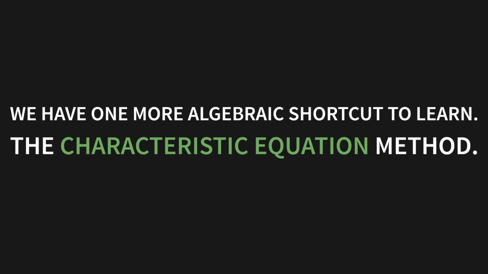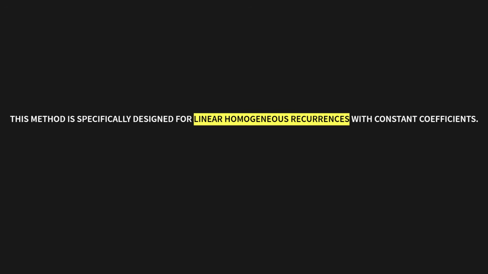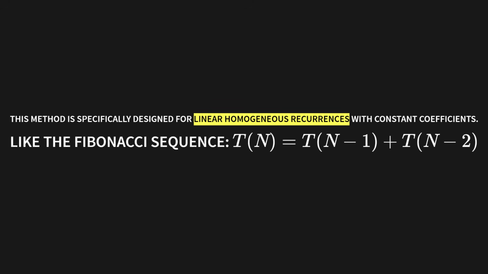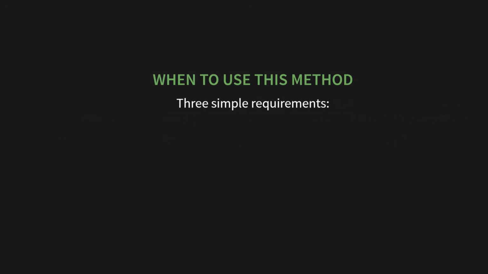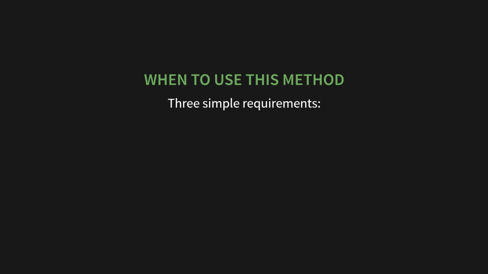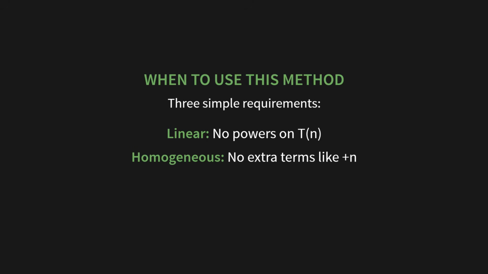We have one more algebraic shortcut to learn: the characteristic equation method. This method is specifically designed for linear homogeneous recurrences with constant coefficients. Like the Fibonacci sequence, T of n equals T of n minus 1 plus T of n minus 2. But when can we actually use this thing? 3 simple rules. First, it has to be linear, no crazy powers. Second, homogeneous, just the recursive terms, no extras. And third, constant coefficients, fixed numbers only.